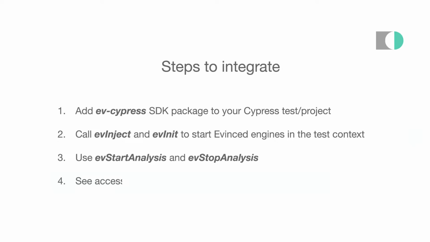Once the test is run, we can see the accessibility report for that test within our Cypress test output. That's it. Let's see how it actually works.